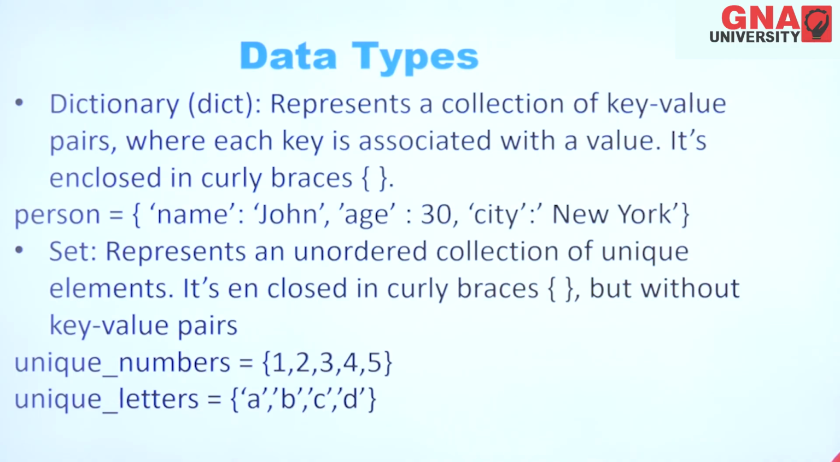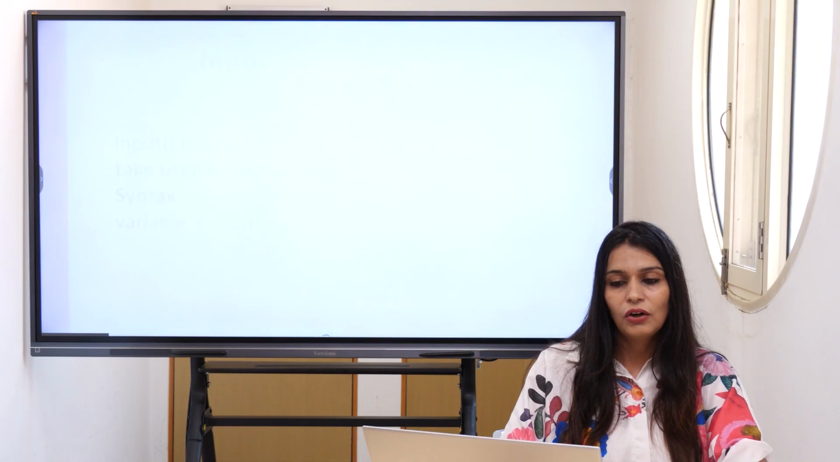Sets represent an unordered collection of unique elements. They are enclosed in curly braces but without key-value pairs. So a set is a collection of unique elements. If we declare 1 two times, or 2 two times, similarly with 3 and 4, in the set this value is considered only once, like sets in math.